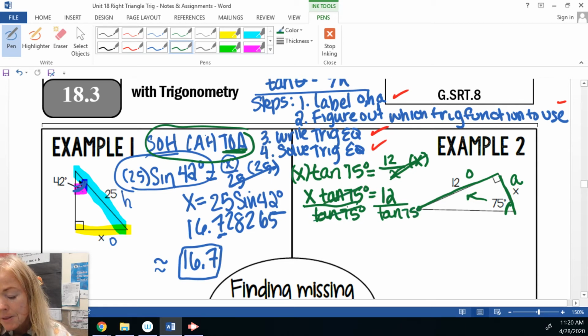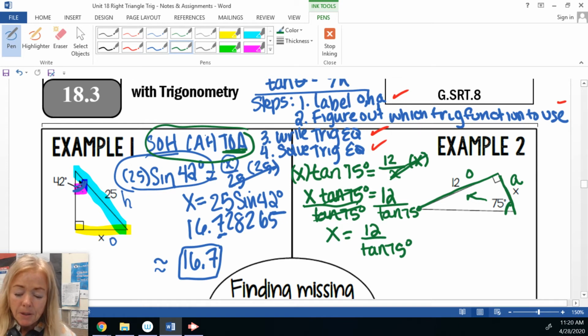All right, and that gets rid of our tangent 75, leaving us with just x. x is 12 over tangent 75. Okay. Now, I want you to notice something. When x was on top, you're always going to have a function like sine 42 equal to x divided by a number, or here we have sine 42 is x over 25, and on example 2 we had tangent 75 is equal to 12 over x.